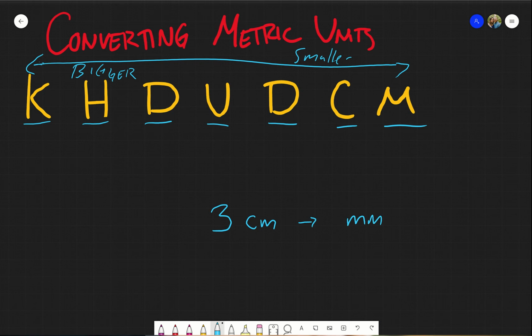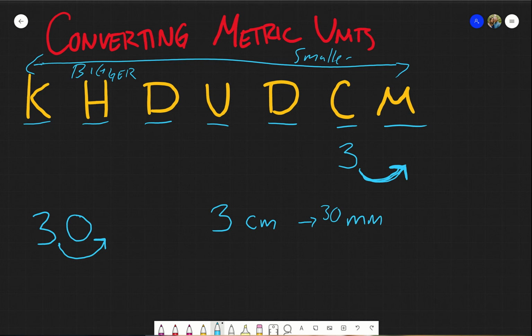So if I'm starting at 3 centimeters, I'm going to start at centimeters and say, all right, how many times does it take for me to get from centimeters to millimeters? Well, I'm going to go back 1 unit to get me to millimeters. The number of places I go backwards or forwards, I'm going to do that with my decimal point in the numbers. So I'm going to move my decimal 1 place back, add a 0, and 3 centimeters equals 30 millimeters.